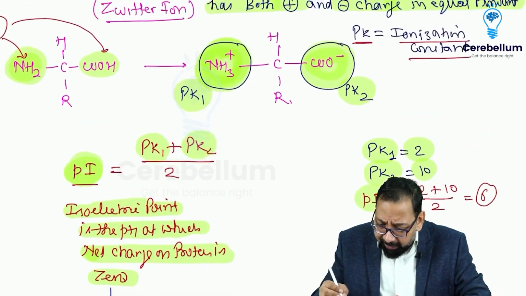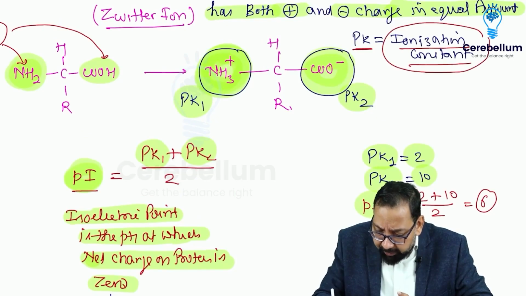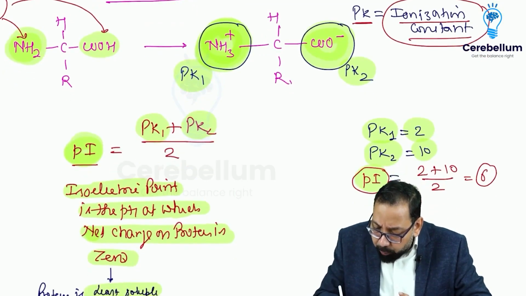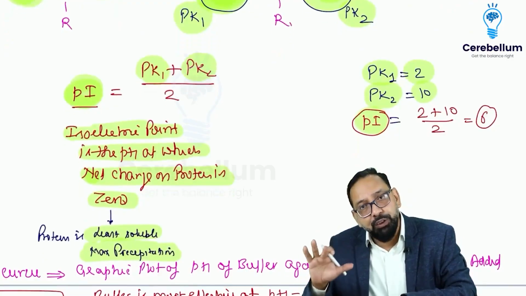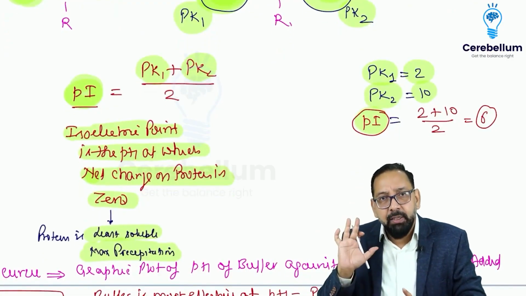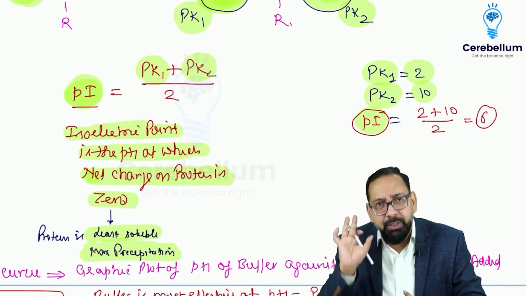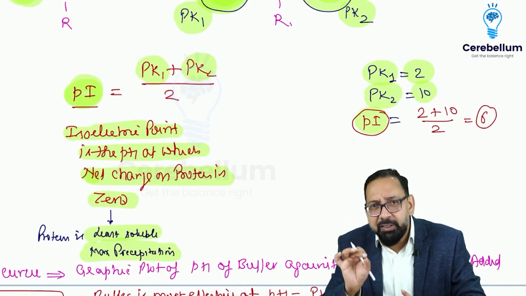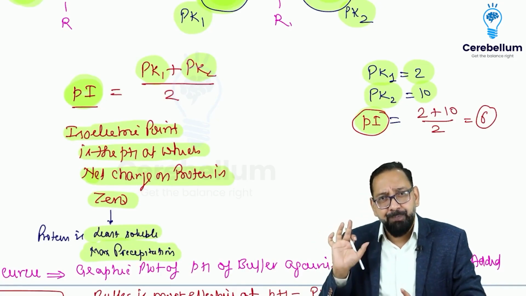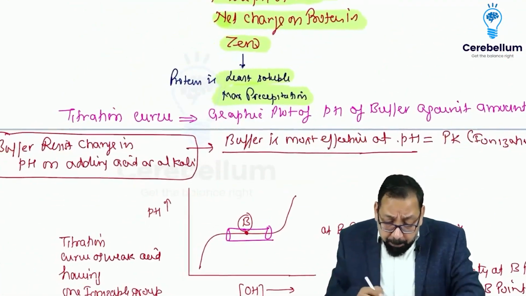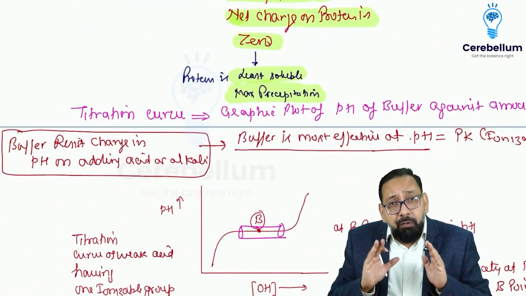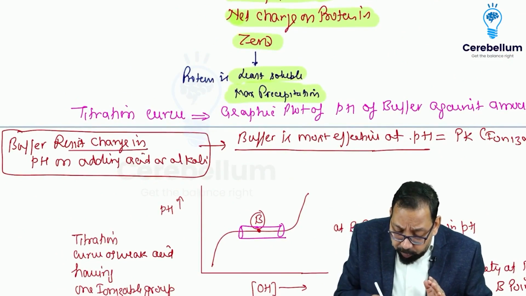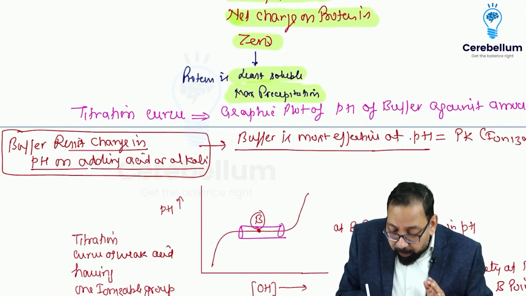So if they have given two ionization constants and they ask for the isoelectric point, you will take the average of these two. That would be the pI, the isoelectric point, which is the pH at which the net charge on the protein is 0. Now, buffer. What is a buffer? A buffer resists change in pH on adding acid or alkali.